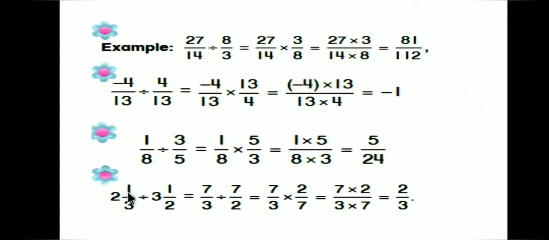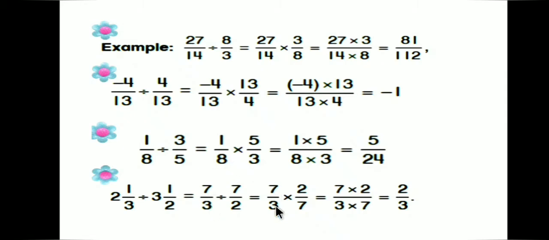If the question is given in terms of mixed fractions, then we will first convert these mixed fractions into improper fractions, and then we will do the division process. 2 1 upon 3 can be written as 7 upon 3, that is 3 into 2 plus 1 upon 3. 3 1 upon 2 is 2 into 3 plus 1 upon 2, that is 7 upon 2. So our sum becomes 7 upon 3 divided by 7 upon 2.